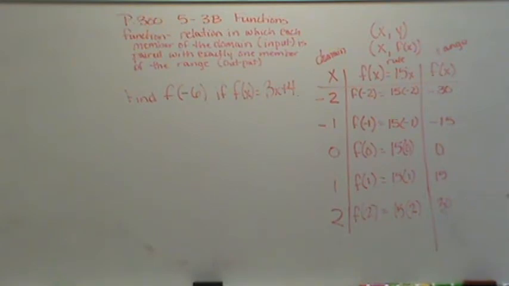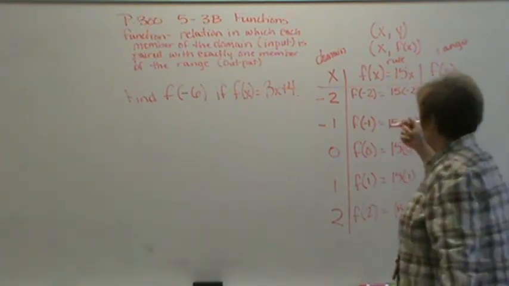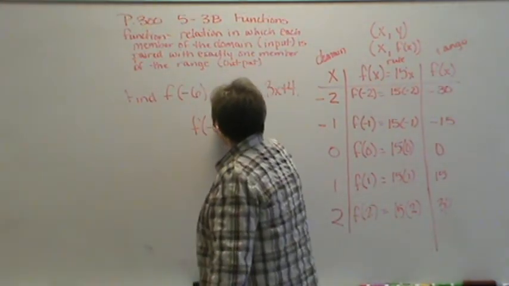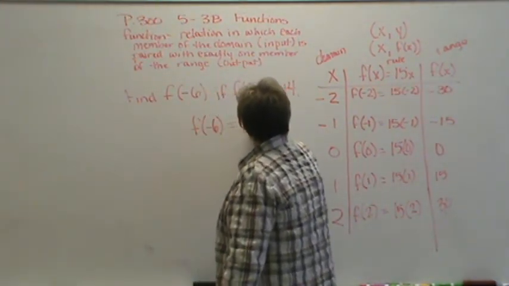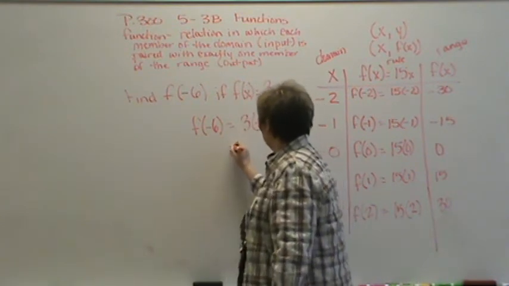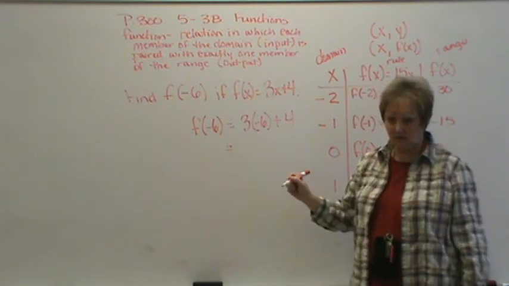You put -6 in for x, and then you do 3 times -6 plus 4. Okay, I put -6 in for x, and then I do 3 times -6 plus 4, okay? So tell me what I get.